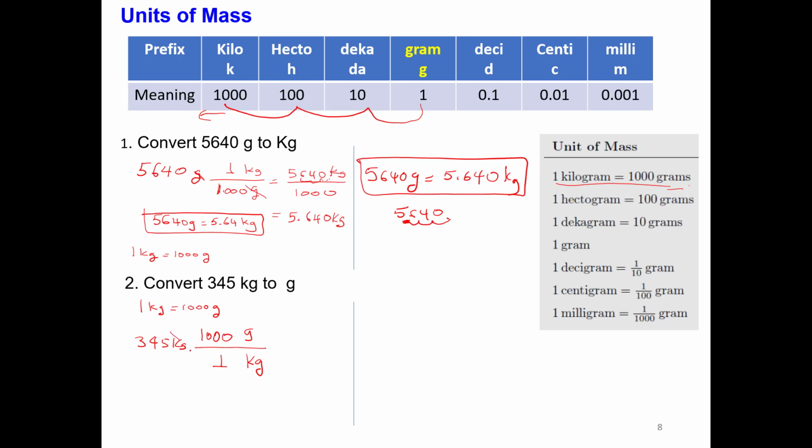Then in this case, the kilograms cancel out, and the final answer is just we need to multiply 345 times 1000 grams. Then we multiply this, and we will have 345,000 grams. And finally, we have 345 kilograms equal to 345,000 grams.